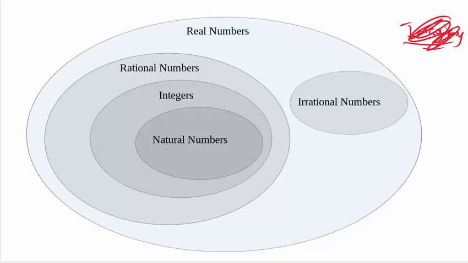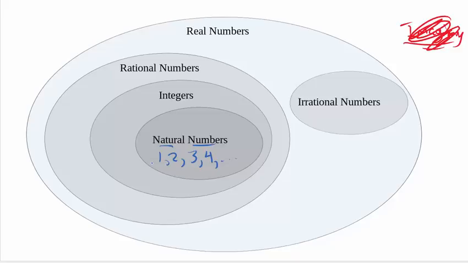Okay, so natural numbers, we'll start on the innermost ring here. The natural numbers are just counting numbers, like 1, 2, 3, 4, and so on. If we kept going there, counting forever. Any number you could count to starting at 1 would be a natural number.